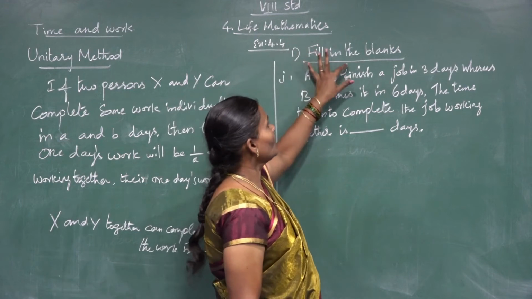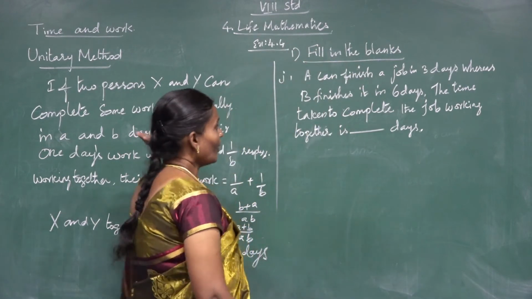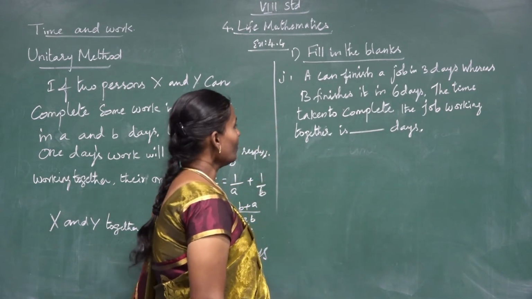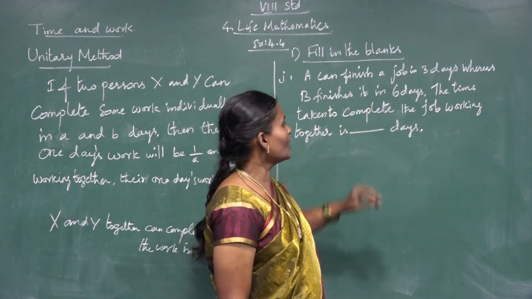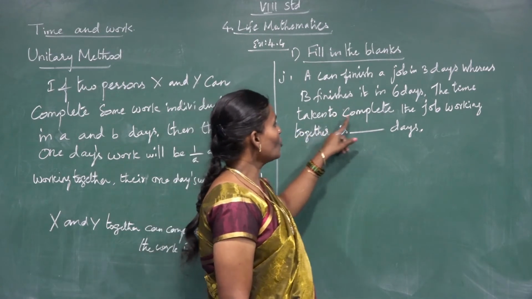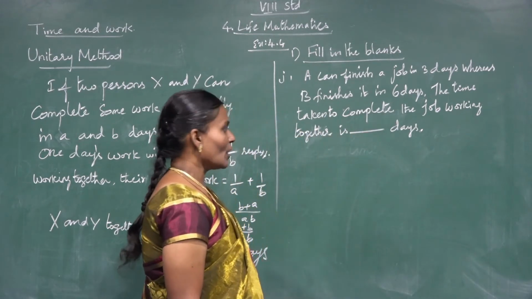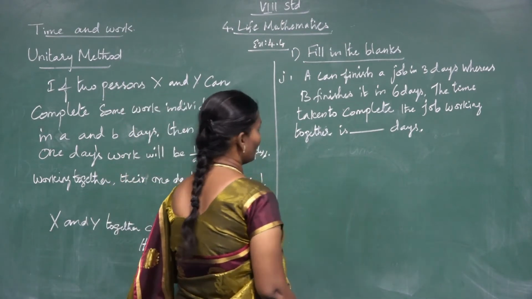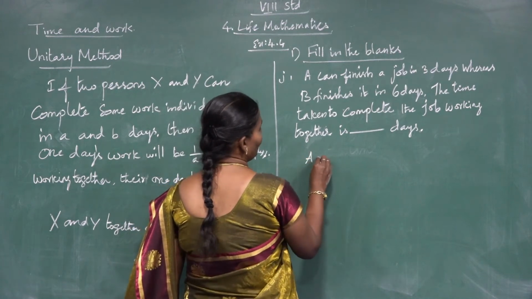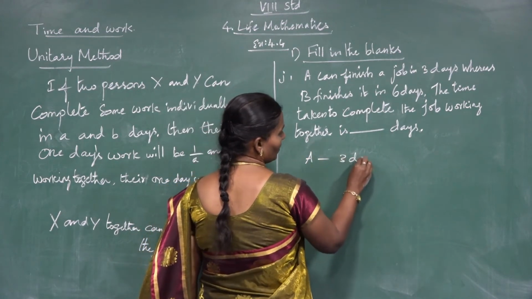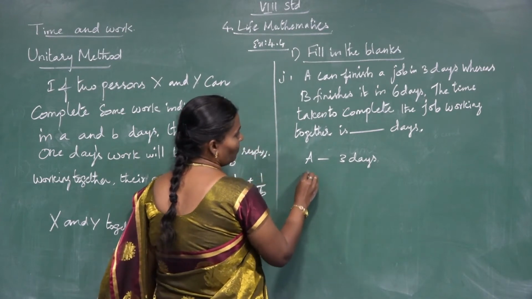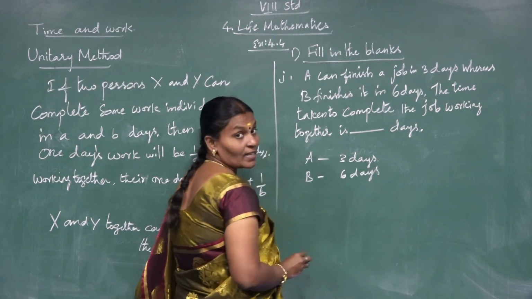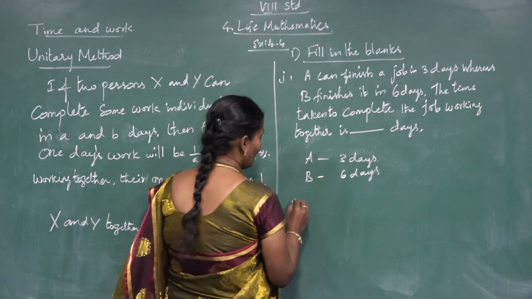The first topic, fill in the blanks, the first sum. A can finish a job in 3 days, whereas B finishes it in 6 days. Then the time taken to complete the job working together is dash days. Here we apply this unitary method. Here A completes the work in 3 days. Am I correct, children? 3 days. And B completes the work in 6 days. 6 days.